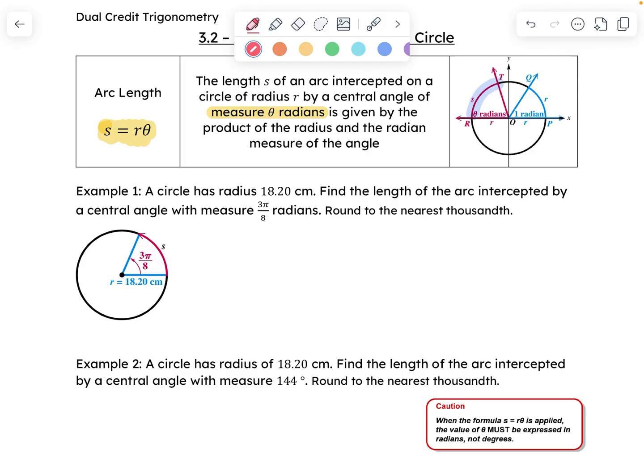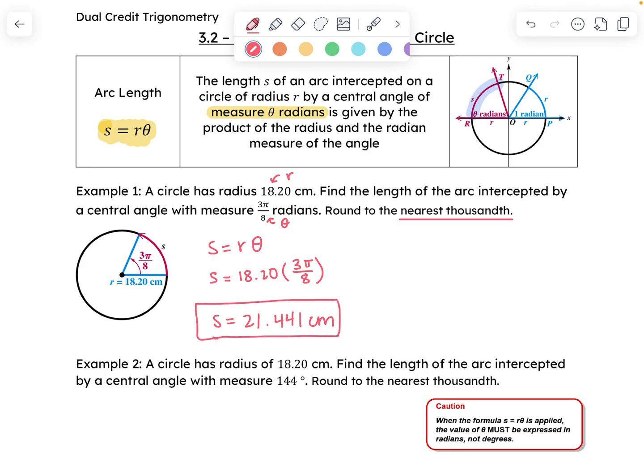So if I'm looking at my formula, S is equal to R times theta. I've got my R, my radius right here, and I've got my theta, my angle right here. So S is going to equal 18.20 times my 3 pi over 8 for my angle measure. So I'm just going to multiply all that together in my calculator. I'm going to do my 18.20 times my 3 pi over 8. And when I plug all of that in, I get that S is equal to, rounding to the nearest thousandth, 21.441 centimeters. It is a measure around the circle, so we just use centimeters there. And there we go. There's our arc length.